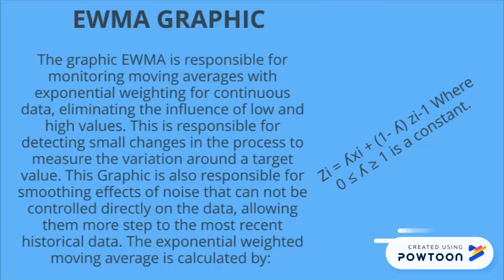EWMA chart. The EWMA chart is responsible for monitoring the moving average with exponential weighting for continuous data, eliminating the influence of low and high values. This is responsible for detecting small changes in the process, measuring the variation around the target value. This graphic is also responsible for smoothing the effects of noise that cannot be controlled directly on the data, allowing more weight to the most recent historical data.